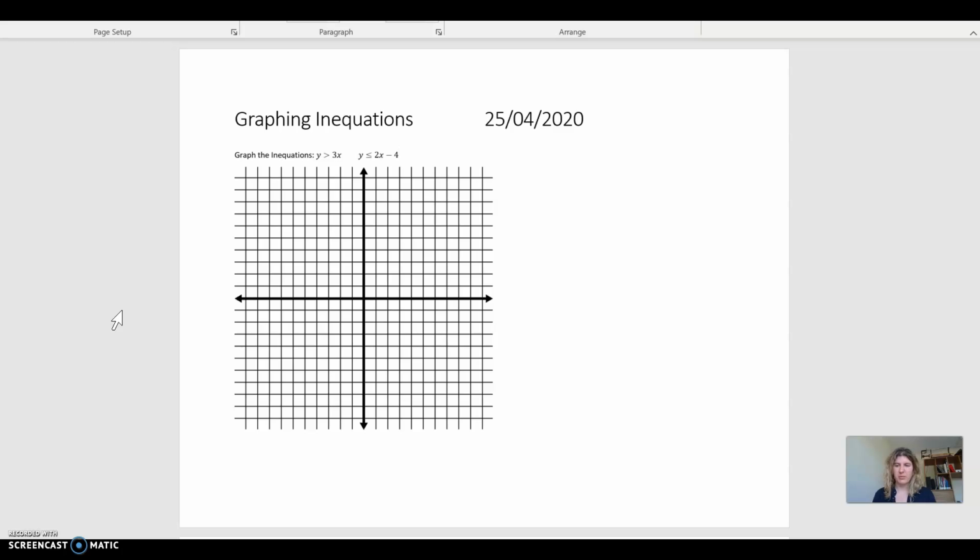So the things we want to think about is the same kind of thing we did when we were looking at just graphing straight lines. We want to plot a couple of points and join it up. And then from there we can sketch the graph. So we're going to graph these two inequations.